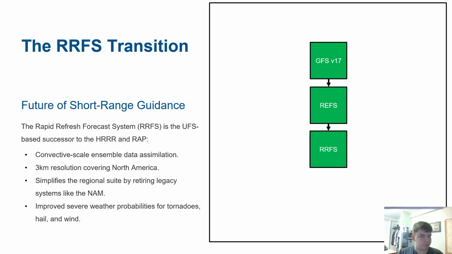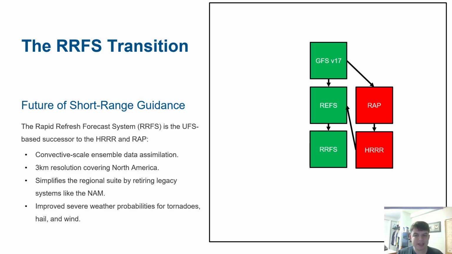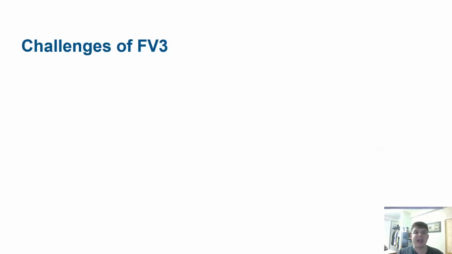But there's one small problem I haven't mentioned yet. It's not the best dynamical core in terms of accuracy. It's more computationally efficient, but it is not the most accurate. That goes to the ARW, which is why the RAP and the HRRR will still be sticking around, and you'll be seeing the HRRR as a part of the REFS as a 7th member. This is pretty important because it does signify that there are still some problems that need to be hashed out.